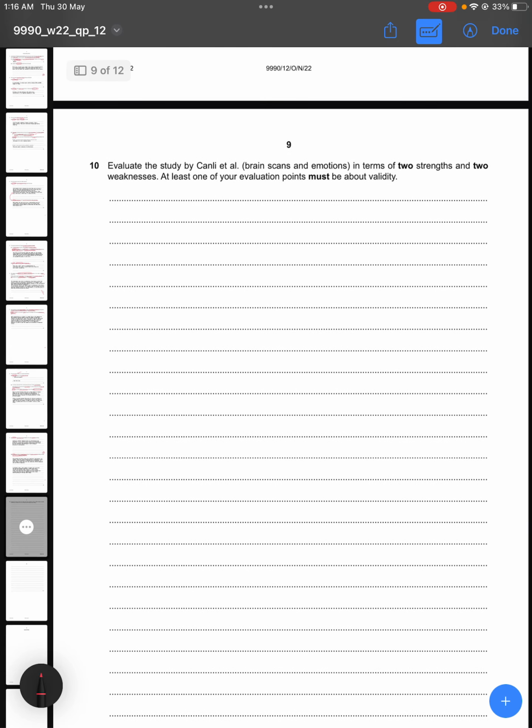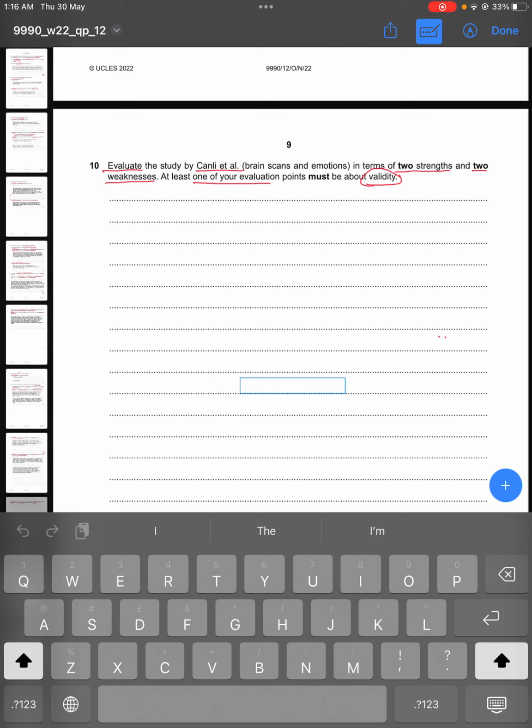Now question number 10 says, evaluate the study by Canli, brain scans and emotions, in terms of 2 strengths and 2 weaknesses, and at least one of your evaluation points must be about validity. So you can talk about validity in either of the cases. You can use it as a strength or as a weakness. You need to refer to the study by Canli. So let's say I'm using it as a strength.